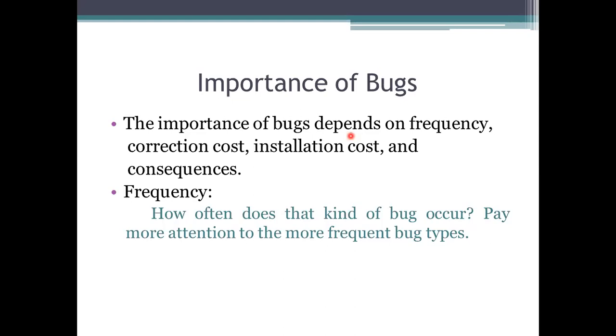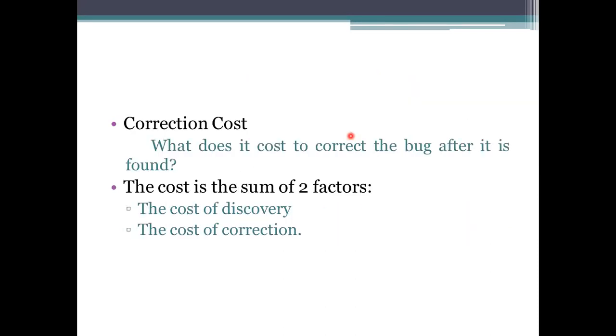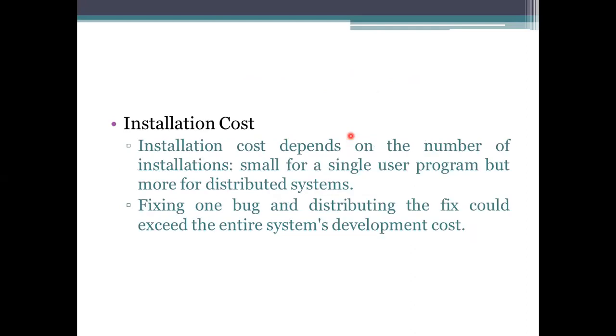And coming to the next one, the installation cost. Installation cost means we need to make changes. If you are making these corrections, we need to specify the cost, which is made up of two factors. So the cost includes discovery plus correction. You discovered the bug, and for the discovering also, you need to specify a cost. And coming to the installation, whenever we are fixing it, you are making corrections, and how many times you have made the corrections matters.